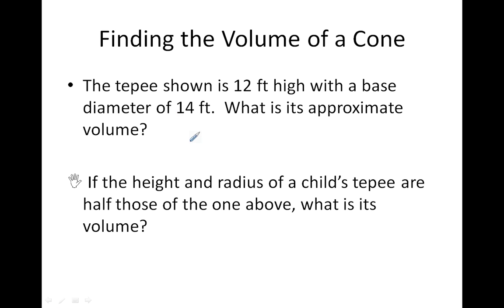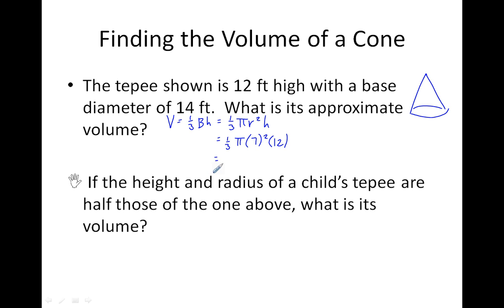The TP that's shown, which isn't shown, but we'll draw it. Here's our TP. It's a beautiful TP. It's 12 feet high with a base diameter of 14 feet. What is the approximate volume? Alright, so volume is 1/3 the area of the base times the height. We know the base is a circle, so it is 1/3 times pi r squared h. So we have 1/3 times pi. Now the radius is going to be half the diameter, so we have 7 squared times a height of 12.